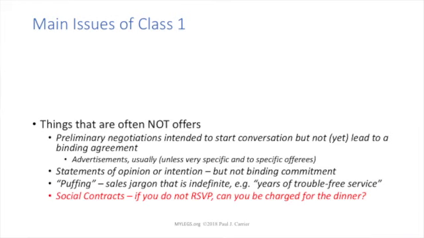Another thing that's not an offer, typically, social contracts. If someone invites me to their wedding and asks for an RSVP, let's say I agree, I'm going. If I don't go, can that group sue me for the dinner that I cost them? And the answer is typically no. There was no intent to be bound by that. People need a head count, but they don't expect that you're going to be bound.